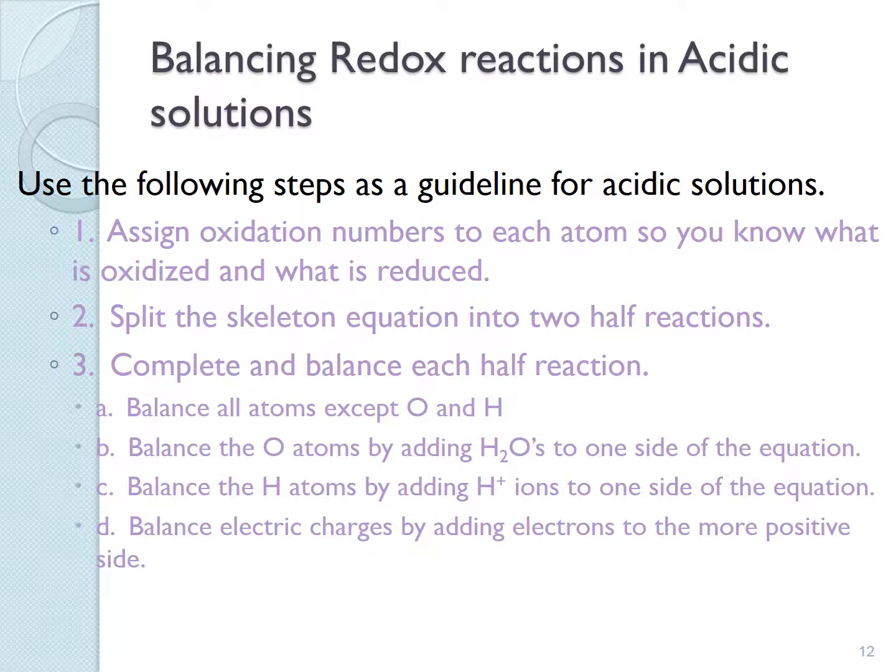So how do we do that? First, we balance all atoms except for O and H. Then we balance all the O atoms by adding water molecules, H2O, to the side where we need oxygens. Then we balance the H's by adding H plus ions to the side that needs hydrogen. And then finally, we balance the electrical charge by adding electrons to the side that's more positive to get the charges of each side to be equal.